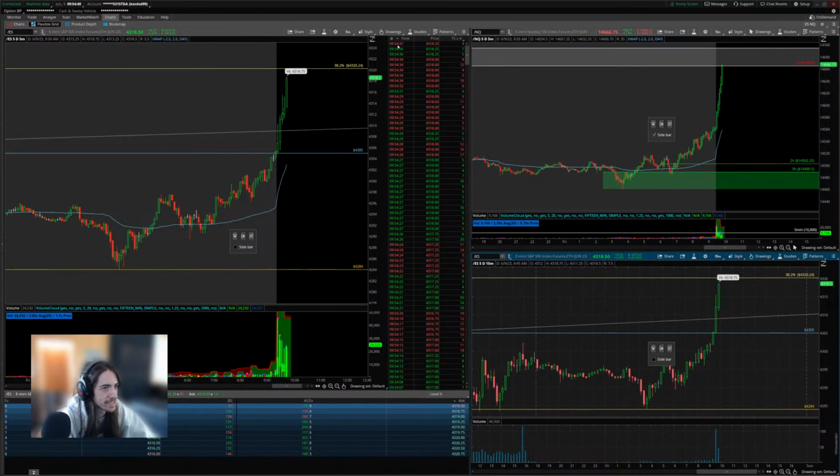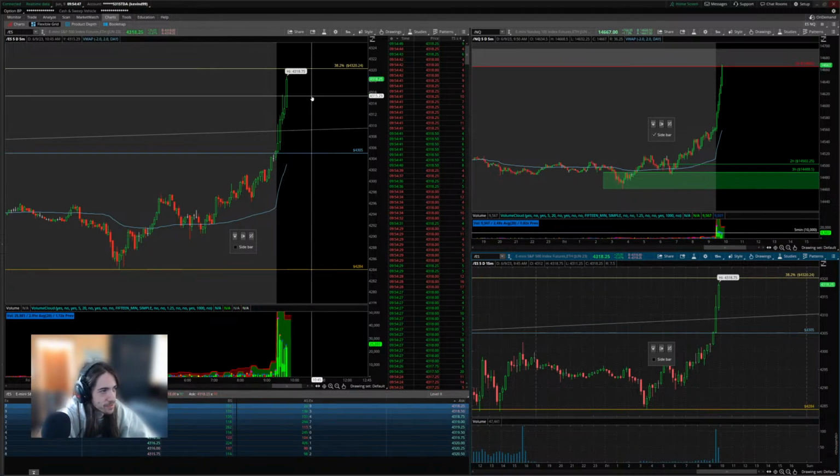See that? Here we go, guys. NASDAQ pushing into supply. ES pushing higher, too. Again, I did want to take another scalp down here. Did not take it. Didn't want to go against me.